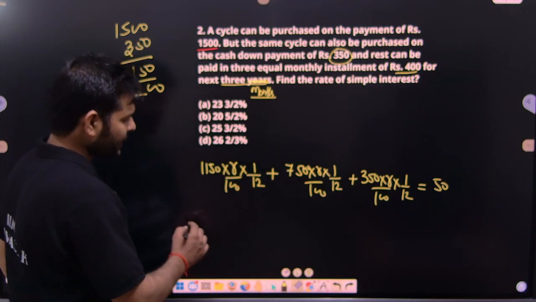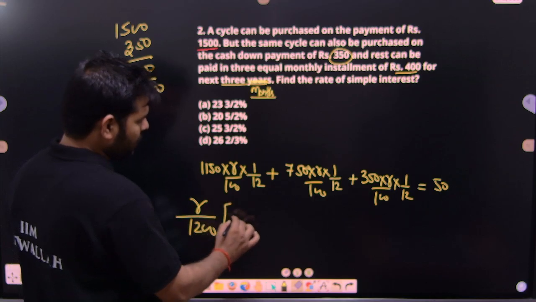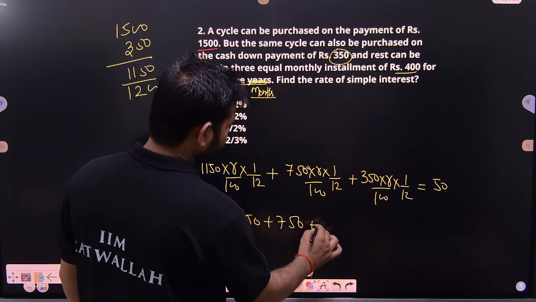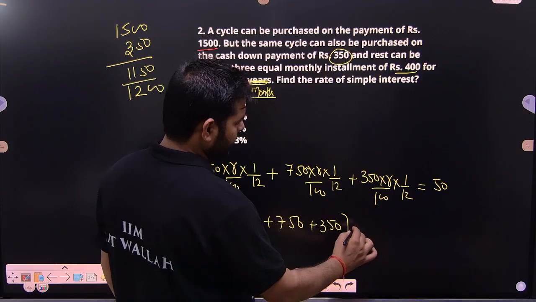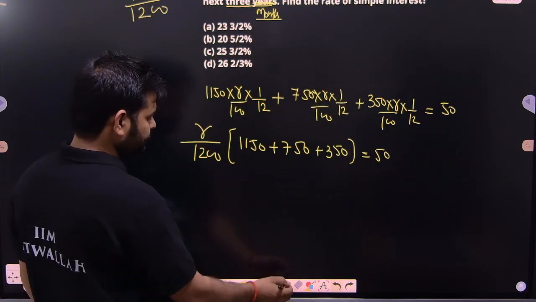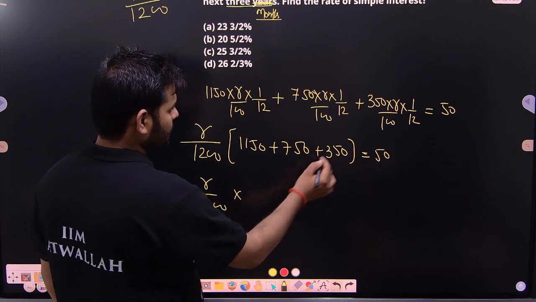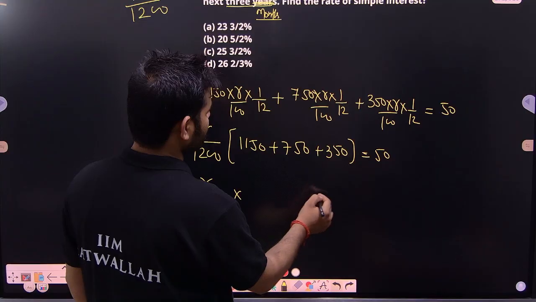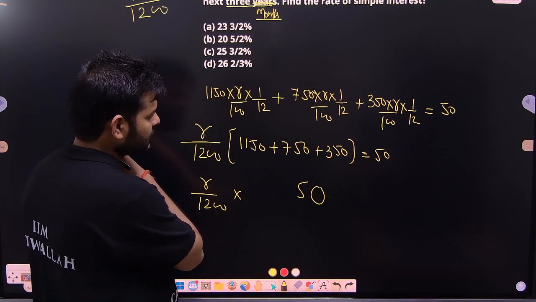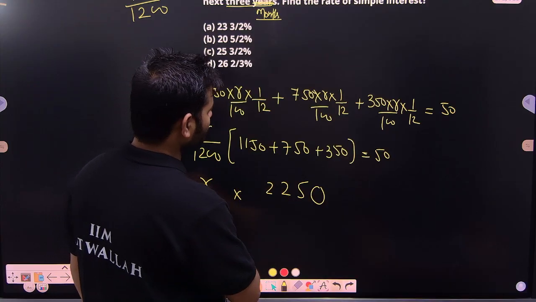Now you just need to simplify. R upon 1200 would be common, 1150, 750, 350 and the total would be 50. So from here you will get R upon 1200, 0, 0 and 0, 5, 5, 15, carry 1, 10, 11, 12 or 2.